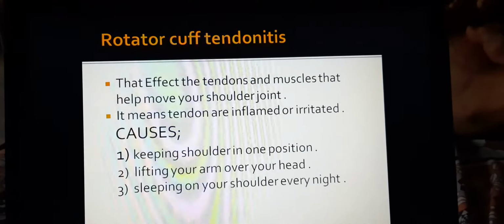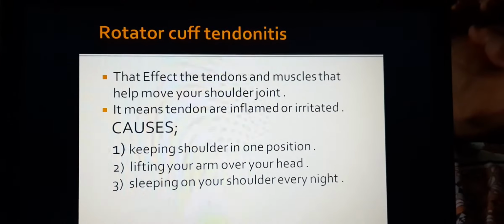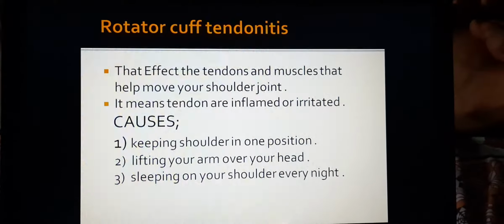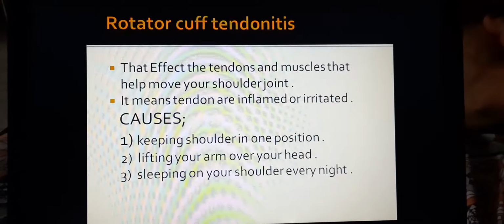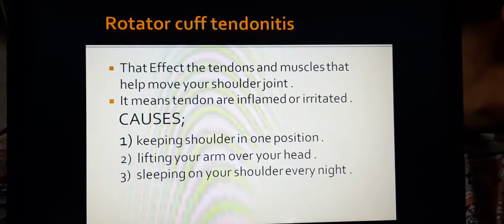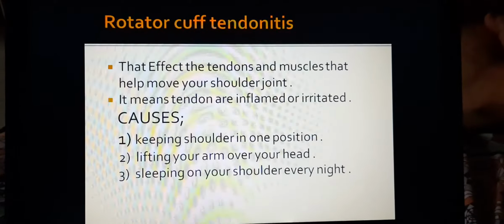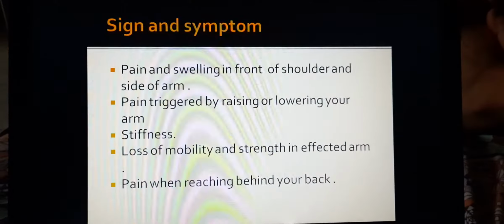Rotator cuff tendinitis affects the tendons and muscles that help move your shoulder joint. It means the tendons are inflamed or irritated. Causes: keeping the shoulder in one position, lifting your arm over your head, sleeping on your shoulder every night.